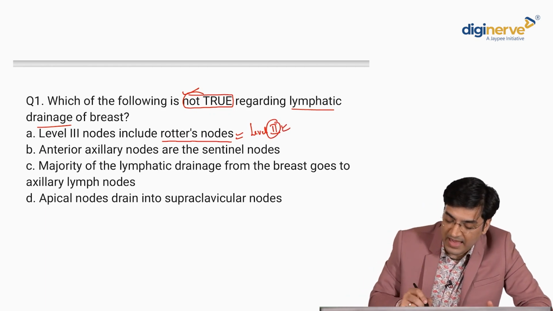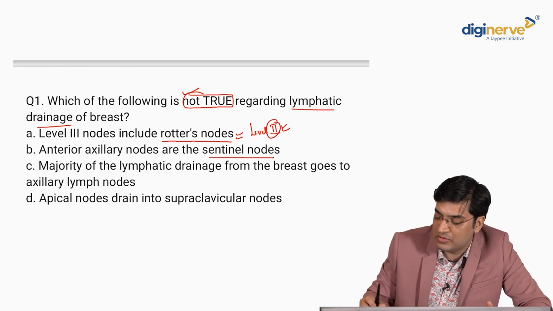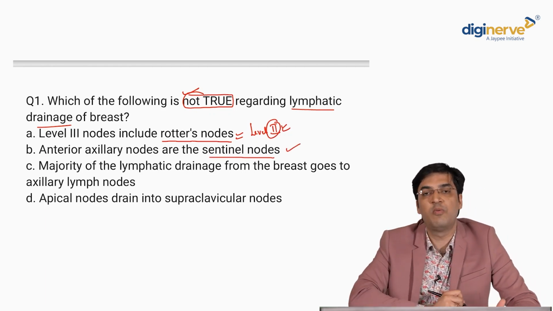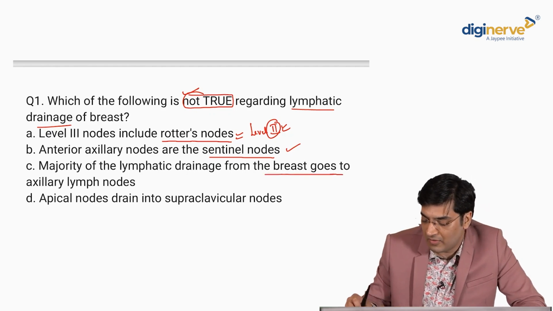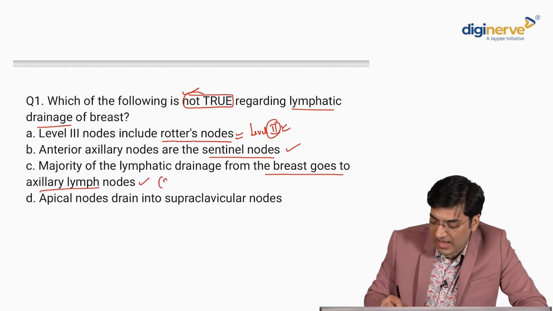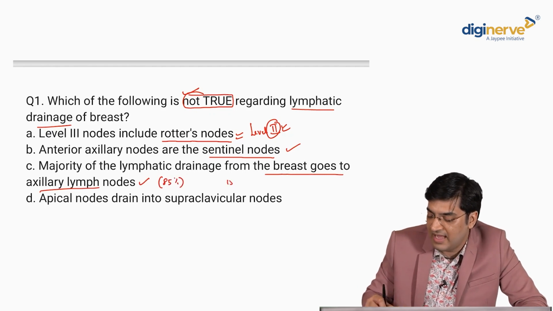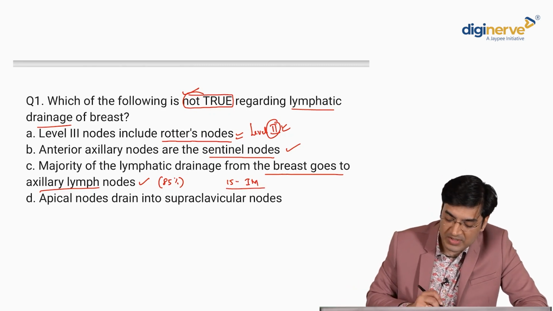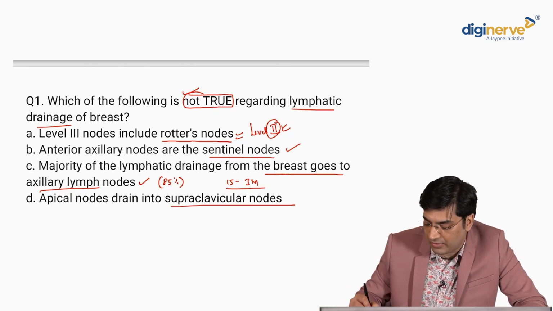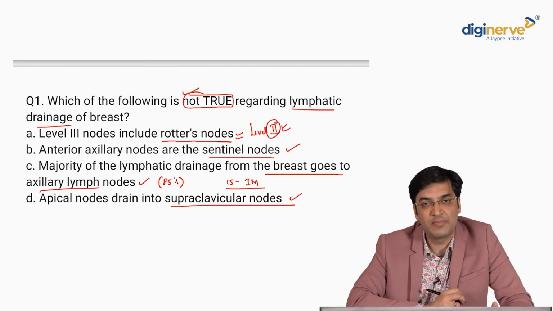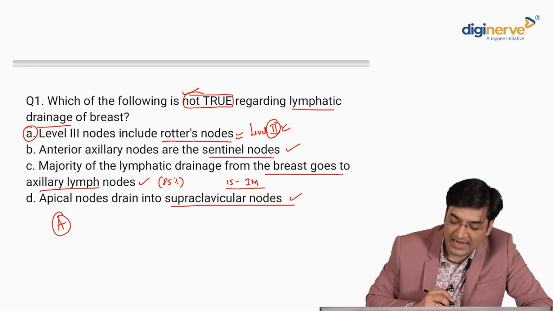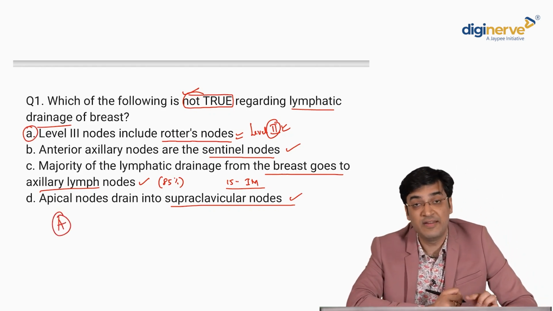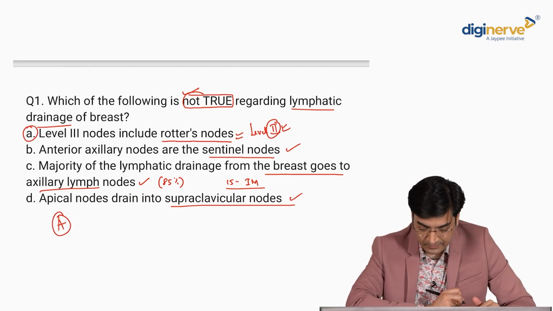Okay. Next one. Anterior axillary nodes are the sentinel nodes. Yes, anterior or the pectoral group were the sentinel nodes. All right. Majority of the lymphatic drainage from the breast goes to axillary lymph node. Yes, that is true. How much? 85% goes into axillary and 15% goes into internal mammary. Okay. Last option, apical nodes drain into supraclavicular. True, which further drains into the subclavian nodes. Okay. So the answer to this question is A. That is, Rotter's nodes belong to level 3, which is false. It belongs to level 2. Next question.